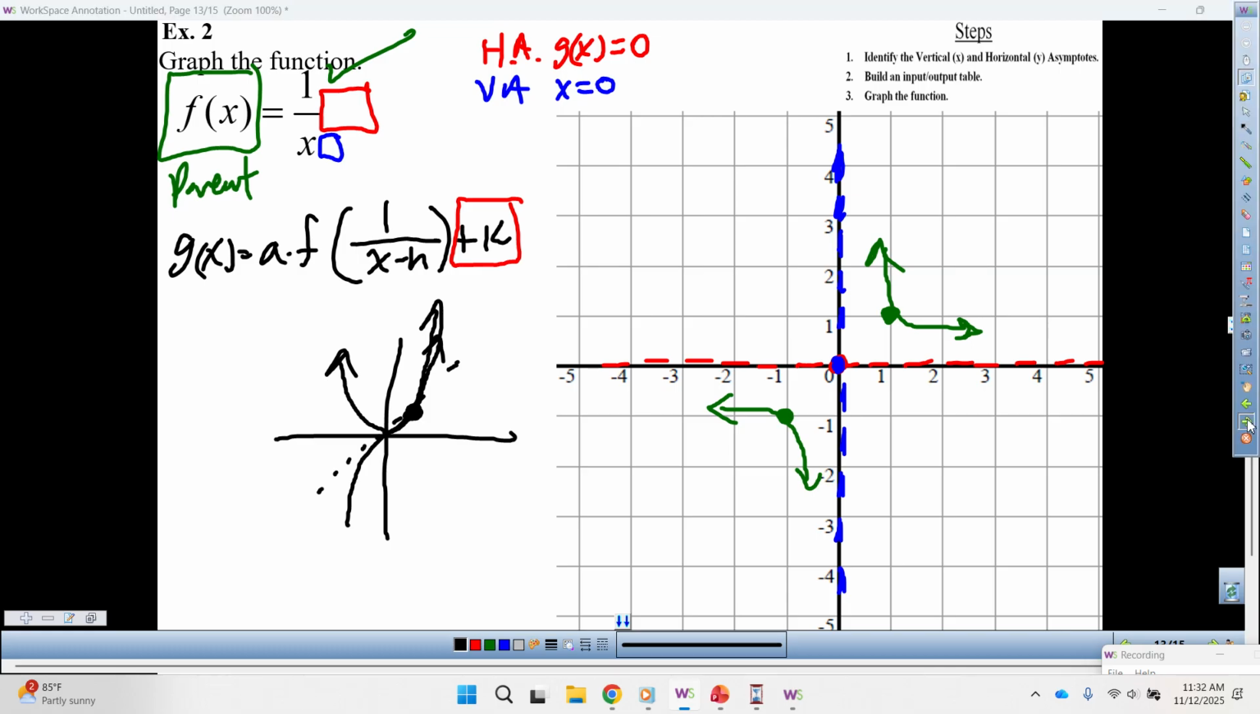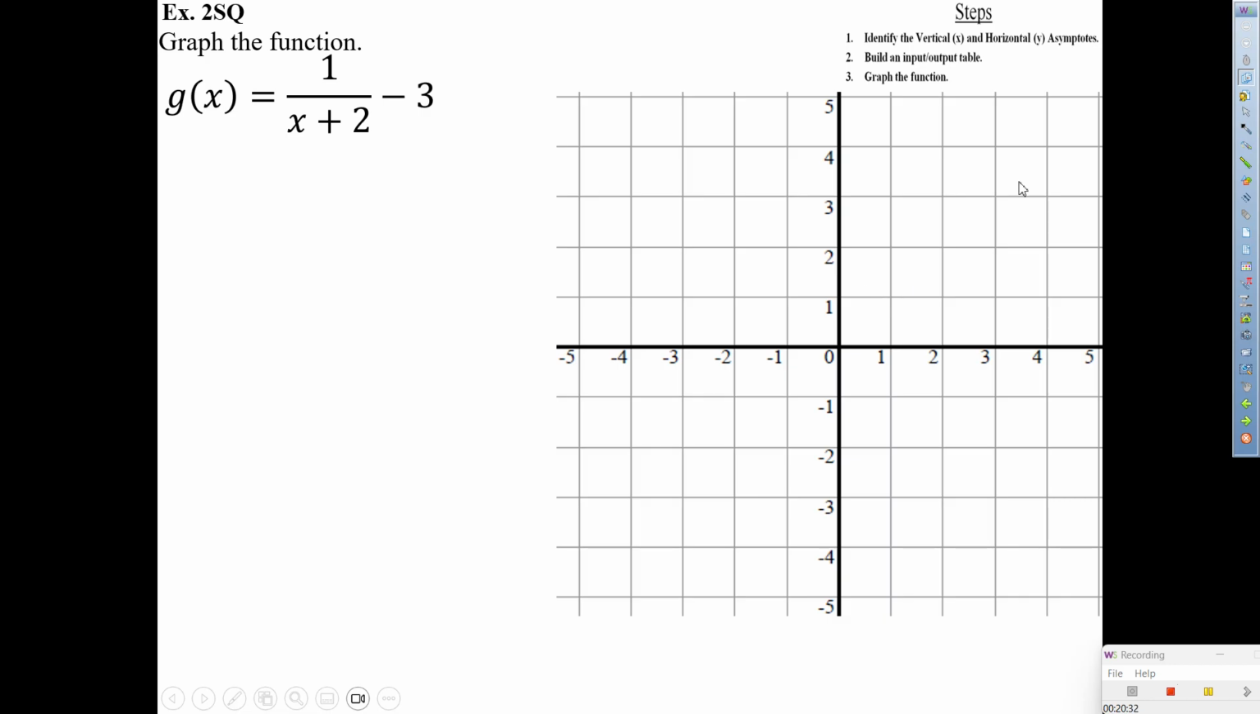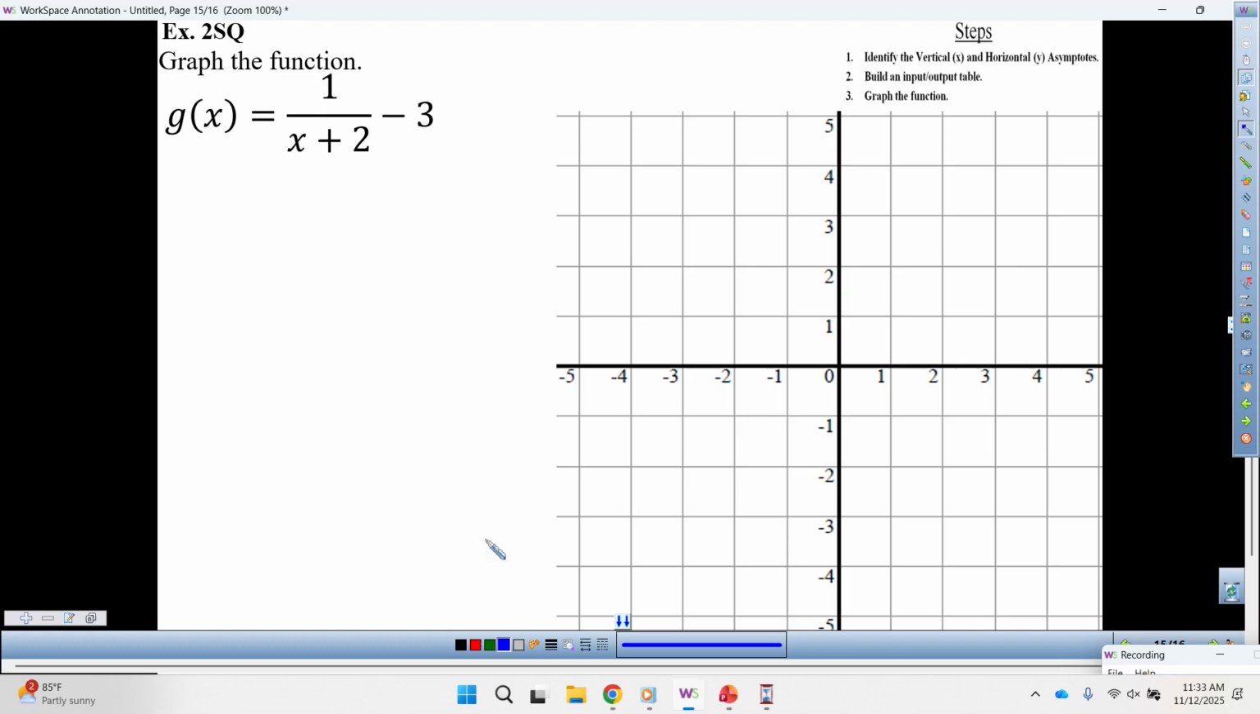Yeah? Thank you, Mr. Q. Yeah, you're welcome. Oh, that's not yours. All right, here we go. Tell your neighbor step 1 for this one before we do the transformation. Step 1.